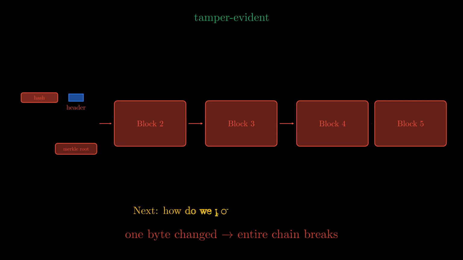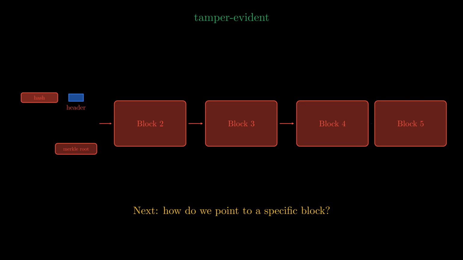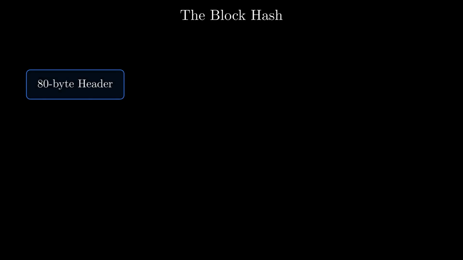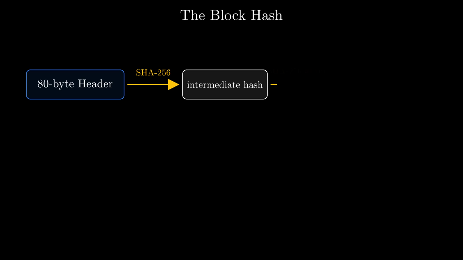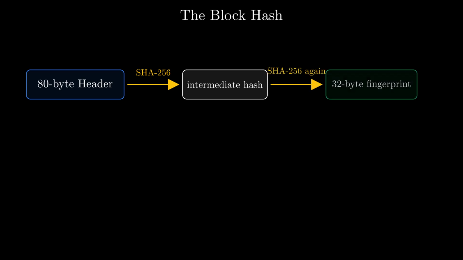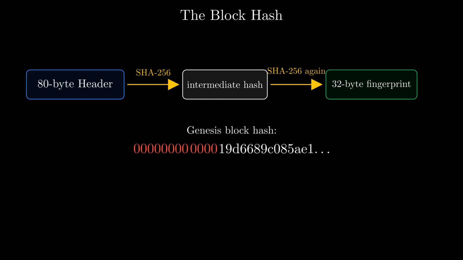Now that we know what's inside, how do we point to a specific block? Bitcoin uses 2 identifiers for a block. The first is the block hash. You take the 80-byte header and run SHA-256 on it twice. That gives you a 32-byte fingerprint globally unique to the header. The Genesis block's hash starts with all those famous leading zeros, 000000000019D6689C0A5AE1, and continues. Those leading zeros are evidence of proof of work.